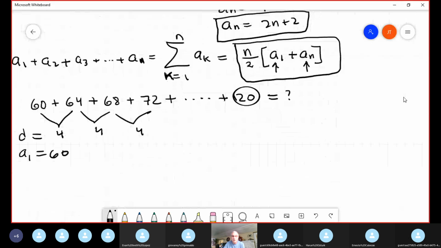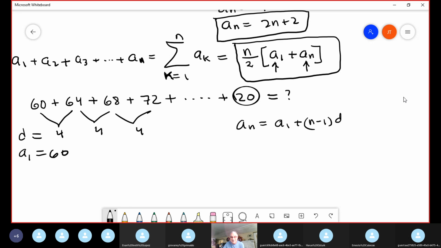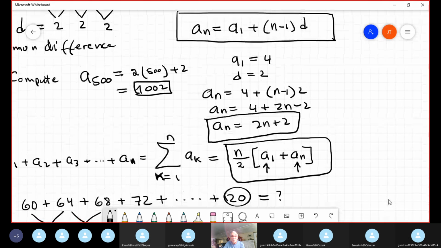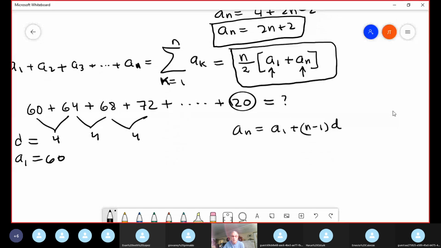Let me copy the formula again. A sub n is equal to A sub 1 plus (n minus 1) times d. That's the formula, right? Yes, I copied it right. A sub n is 120, the last one. I know that n is 1 in this position, n is 2 in this position, n is 3, n is 4. But what is n in this case? No idea.